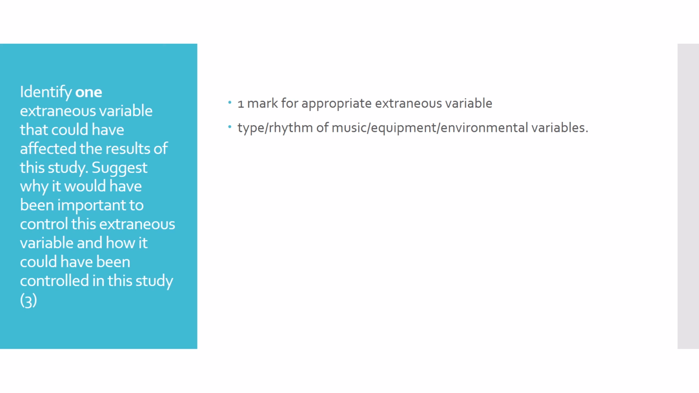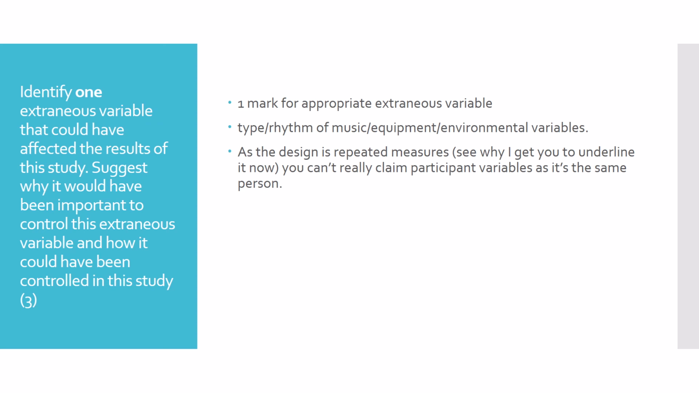Was the rhythm of the music different? Was the type of music, was the preference of music a problem? As the design is repeated measures, open brackets, see why I get you to underline this now, you can't really claim participant variables as it's the same person. You can't say, it might be their fitness levels, because it is the same person doing condition A with music and condition B without music.